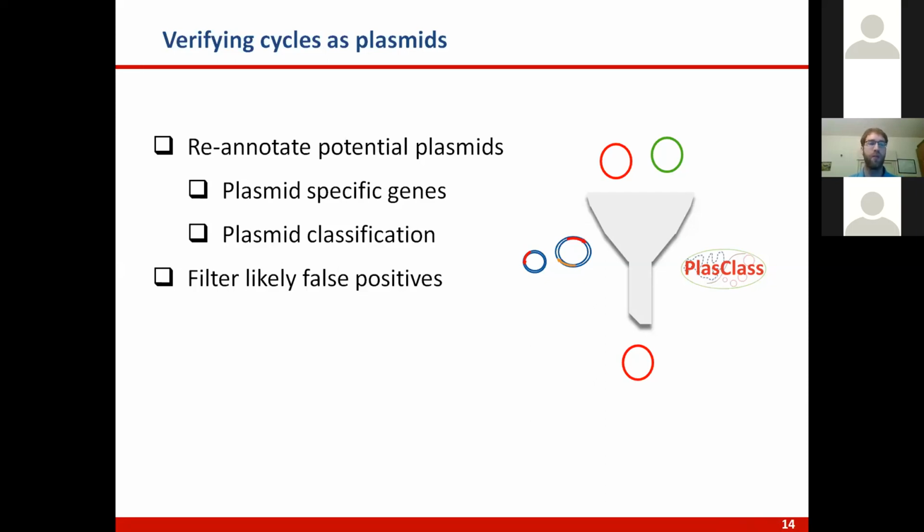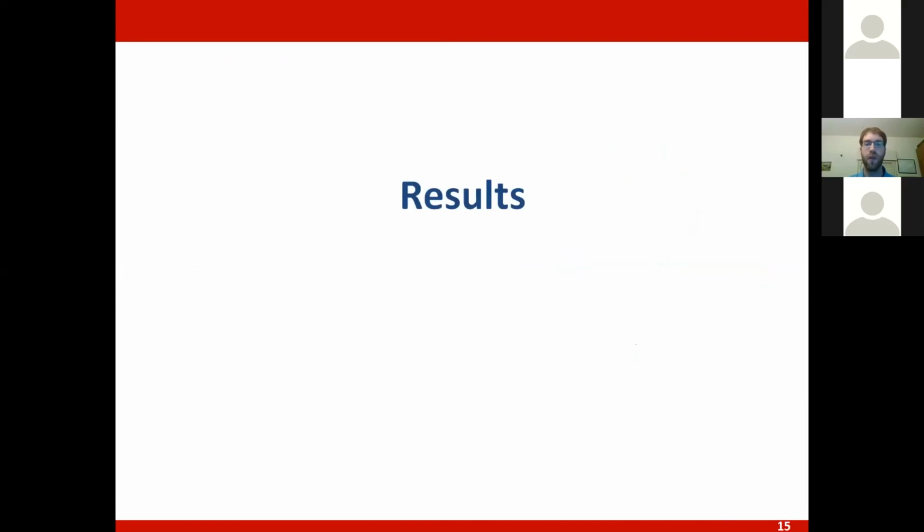And given that information, we're able to filter out and retain only the most confident plasmid assemblies, which we output as output of the algorithm. Okay, so I want to move on now to looking at a number of different experimental settings in which we compared SCAP's performance to the other existing tools.